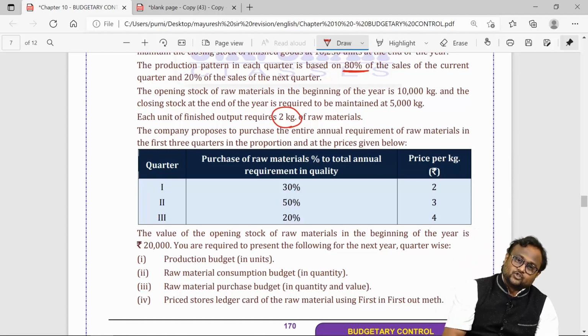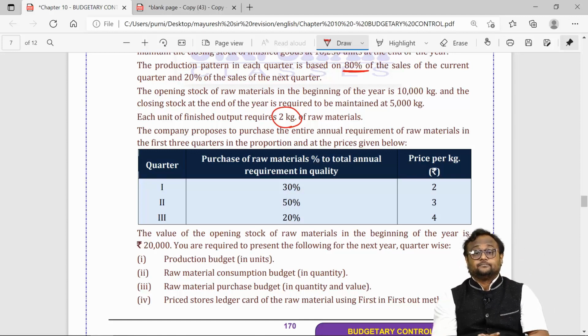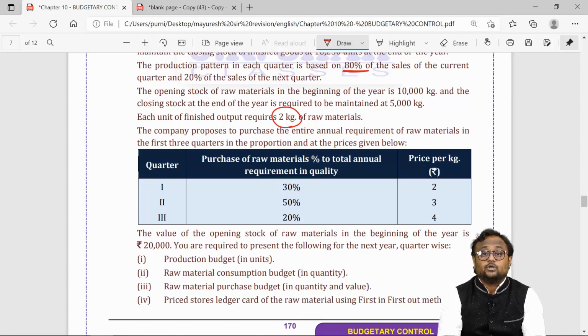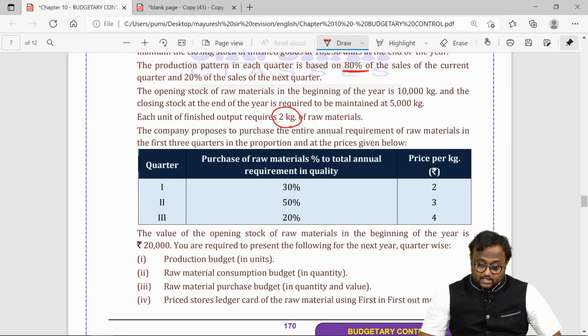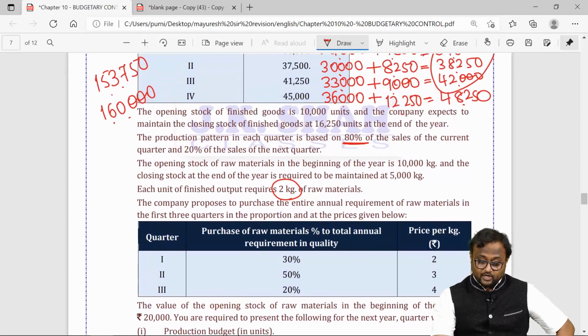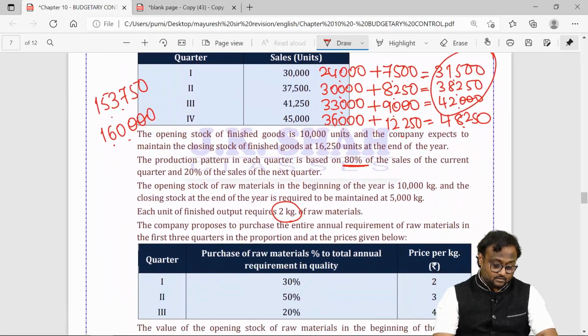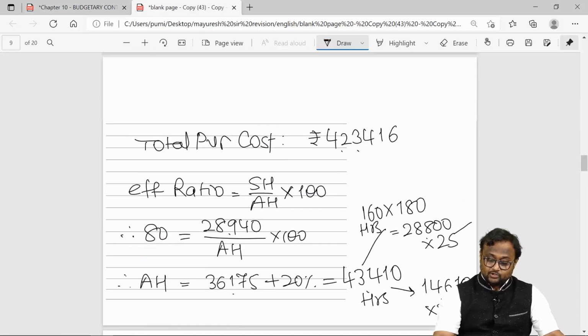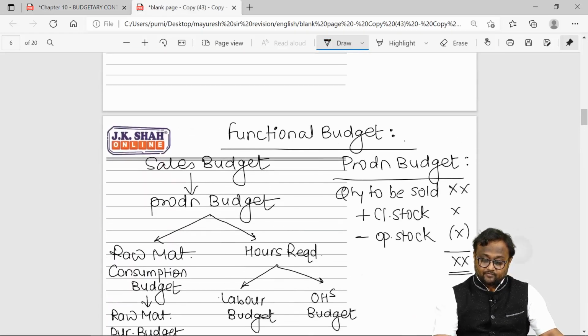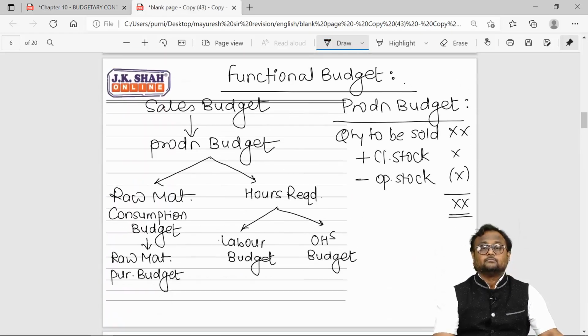Have you clearly understood this? Have you absolutely clearly understood this part? Okay. So guys, this is what we do in case of functional budget, and I think things were comfortable in terms of understanding. Sales, production, consumption, purchase is something that you are supposed to remember forever. This chart is more than enough to crack any functional budget question.